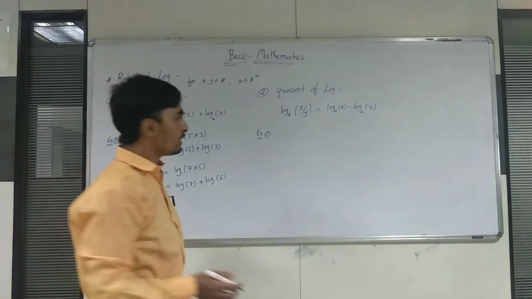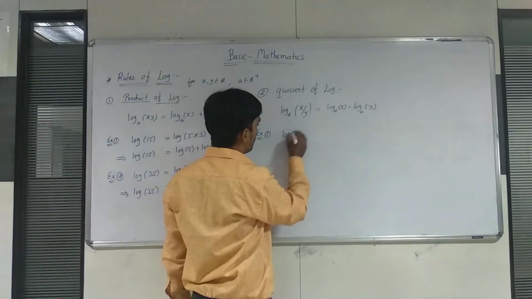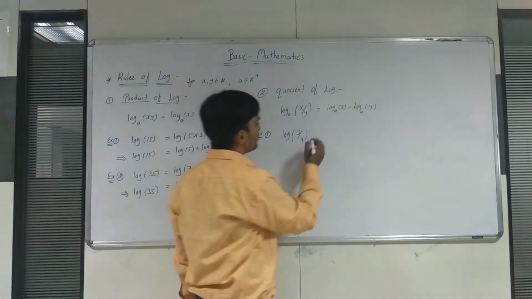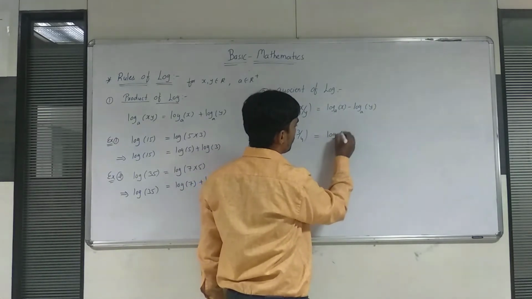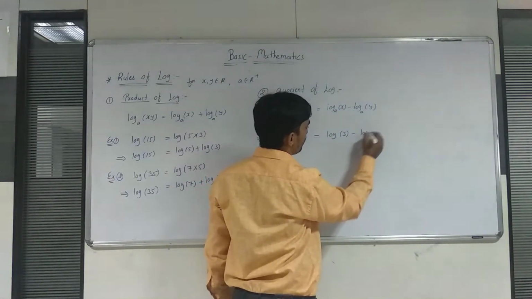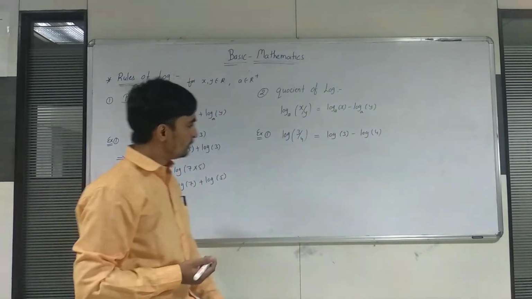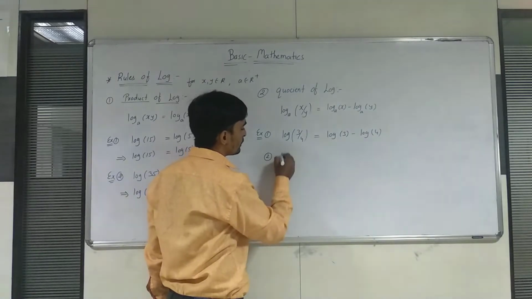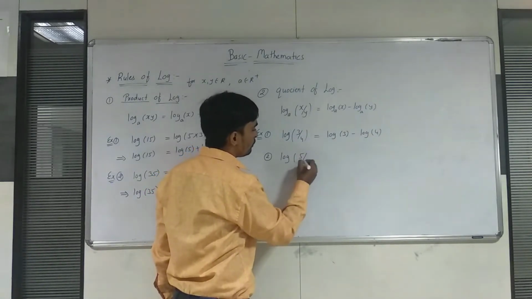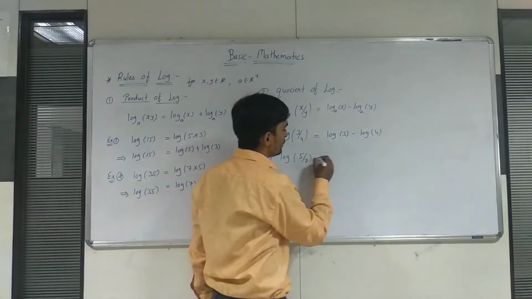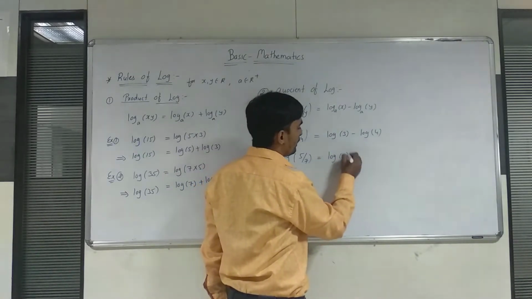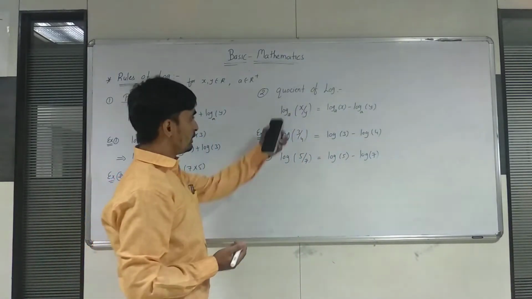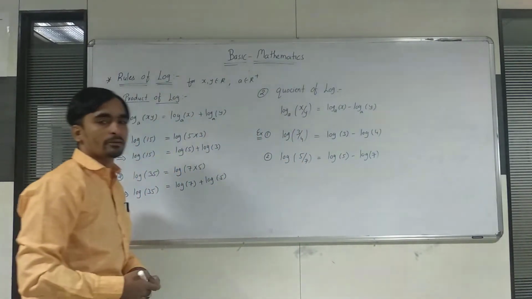So example. Okay, what can you write? Log of 3 by 4. You can write log of 3 minus log of 4. That's it. Second one, log of 5 by 7. What can you write? Log of 5 minus log of 7. This way you can go for many more examples.